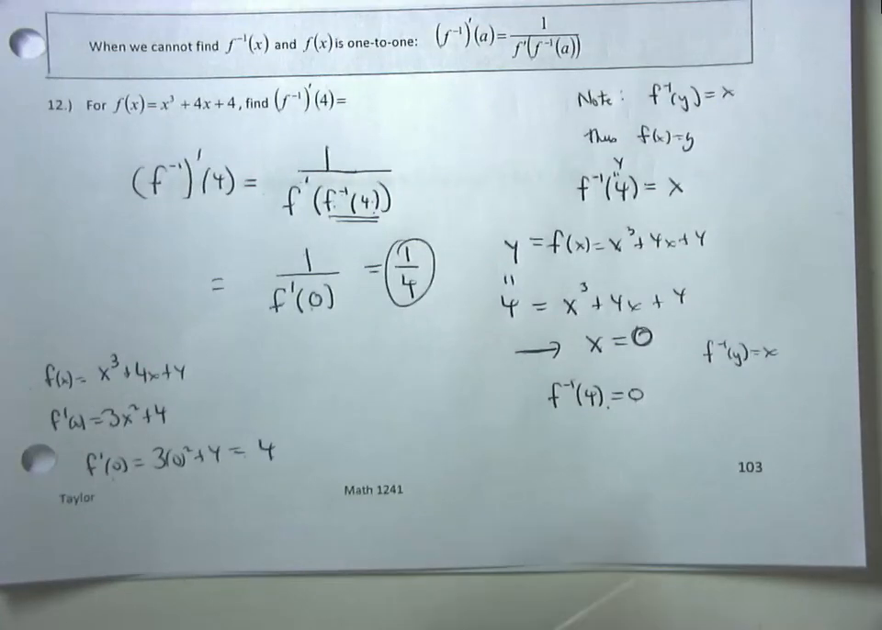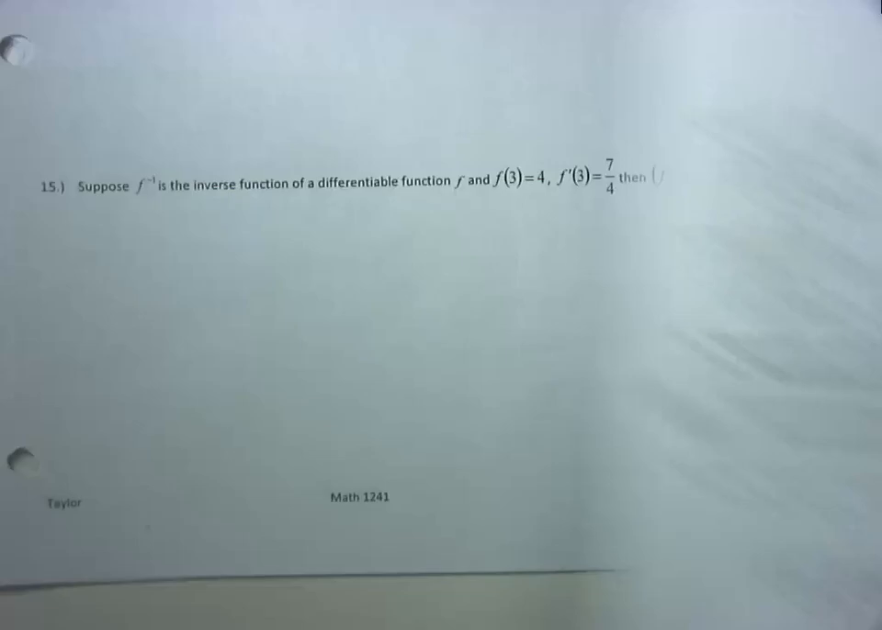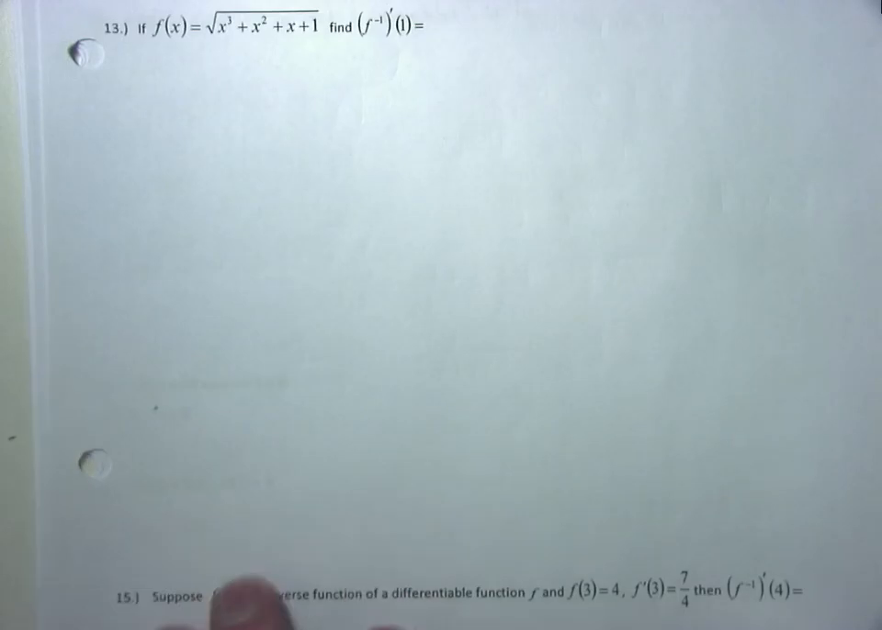So we got another one. Let's do it. F of x is equal to the square root of x cubed plus x squared plus x plus 1. Your mission is to find f inverse prime of 1.